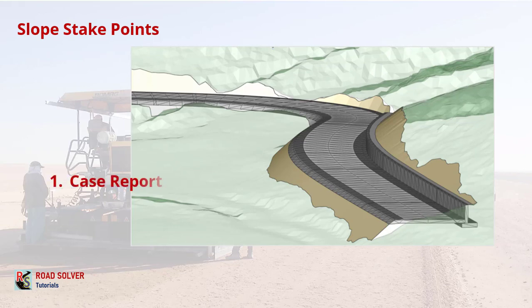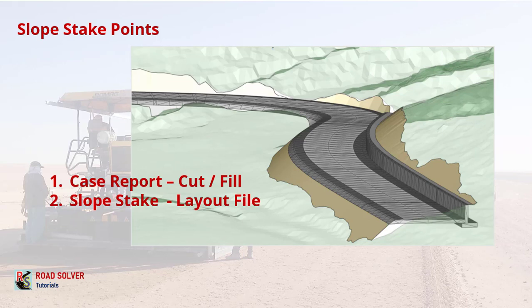From the Road Solver we can get three types of reports. Number one is a case report, that is for cut, fill, limit, and there is a case. The distance from the center line and which is cut area or fill area is mentioned in the report. Second one, slope stake, which is layout 5. You can transfer this to the total station or GPS. It will come with coordinates and elevation, and which is left side cut or fill, like that. That report we can get.